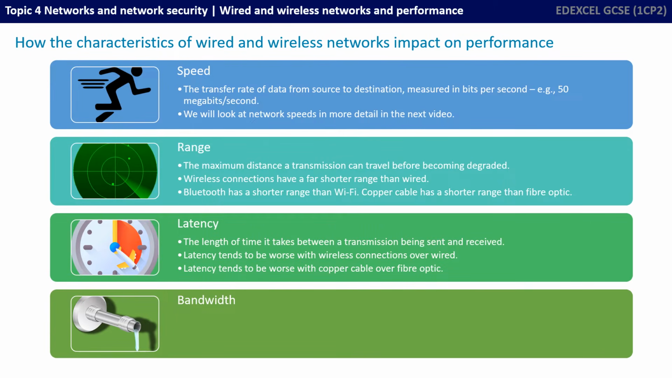Latency is the amount of delay or the time it takes for a transmission being sent to it being received. Again, latency tends to be worse for wireless networks over wired networks, and it's certainly worse for copper cables over fibre optic cables in a wired situation.